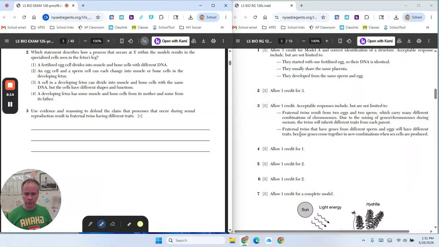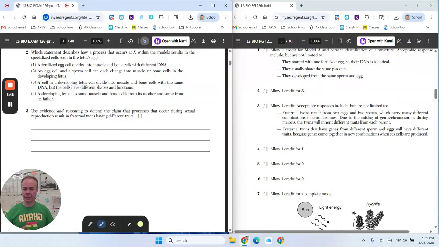A shorter, simpler answer that's also correct: fraternal twins that have genes from different sperm and egg cells will have different traits because the genes come together in different combinations when sex cells are produced. So you don't have to have those 2 answers word for word, but in order to get it correct, you should have something pretty close to that, something that refers to 2 different sperm cells and 2 different egg cells creating fraternal twins, and those sperm and egg cells are each unique due to this process of meiosis.